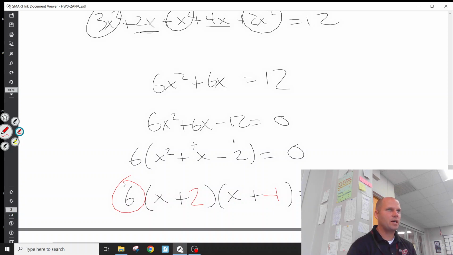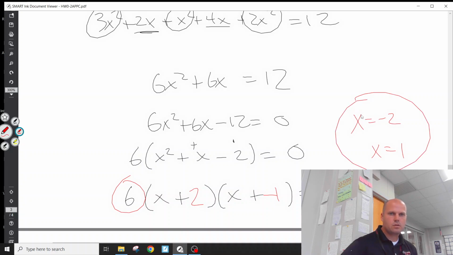There's no value I can plug in to 6. It's just 6. It's not 6x. Don't make that mistake. Too many people do. Those are my solutions.